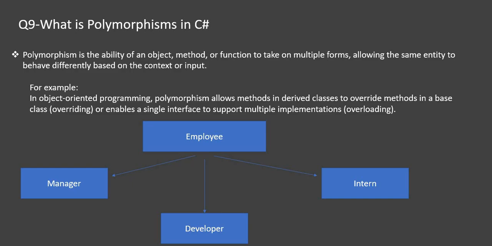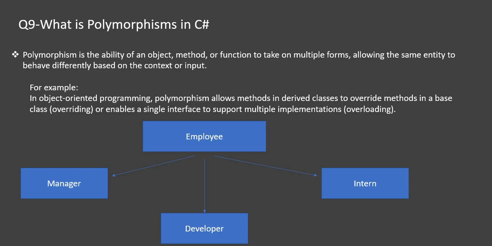Polymorphism is the ability of an object, method, or function to take multiple forms, allowing the same entity to behave differently based on the context or input. This is a good definition for polymorphism. Polymorphism actually means multiple forms. In C#, it is the ability of an object or method or function to take multiple forms. The thing is, we need to explain how we achieve these multiple forms.